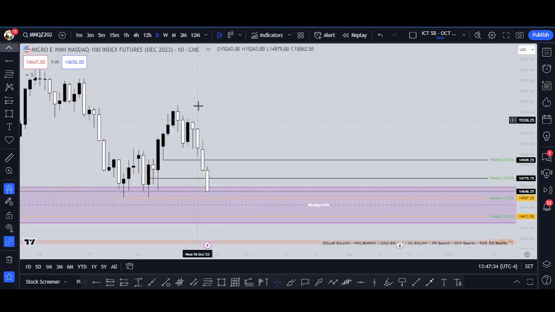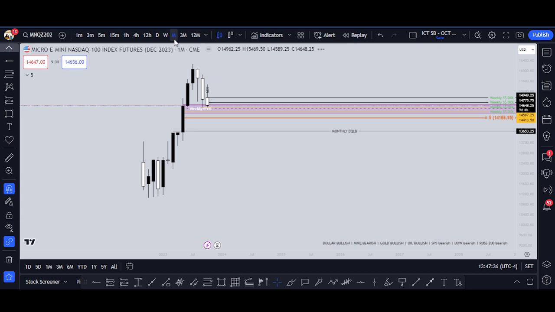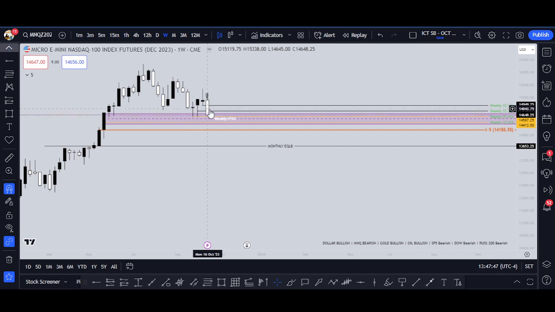Let's take a look at NQ. Take a look at the monthly. Our monthly equilibrium is here. Drop down to the weekly. What happened with the weekly? Last week took out the previous week's low and closed below it. So real simple, that makes me bearish.